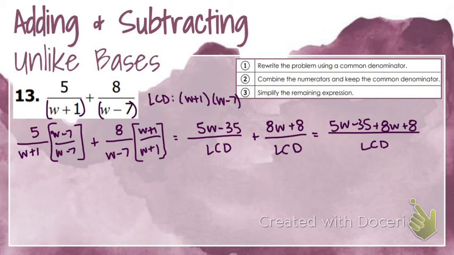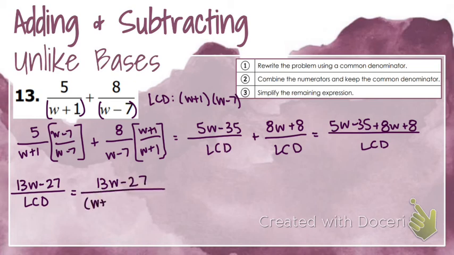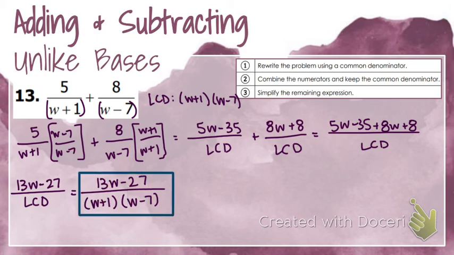Then we combine like terms to get 13w minus 27 over the LCD. Now, 13w minus 27 cannot be factored, so we're going to rewrite this with the LCD actually filled in. And if you look, nothing can be canceled here. So this is just our final answer.